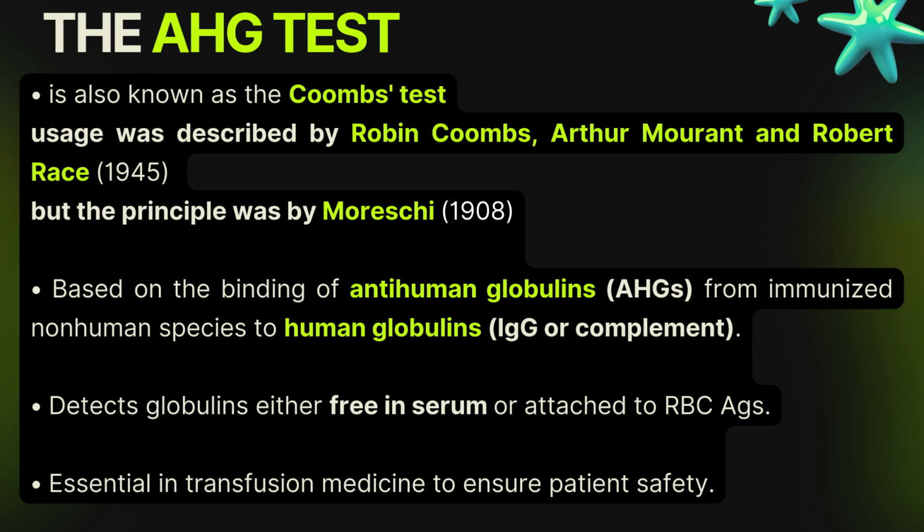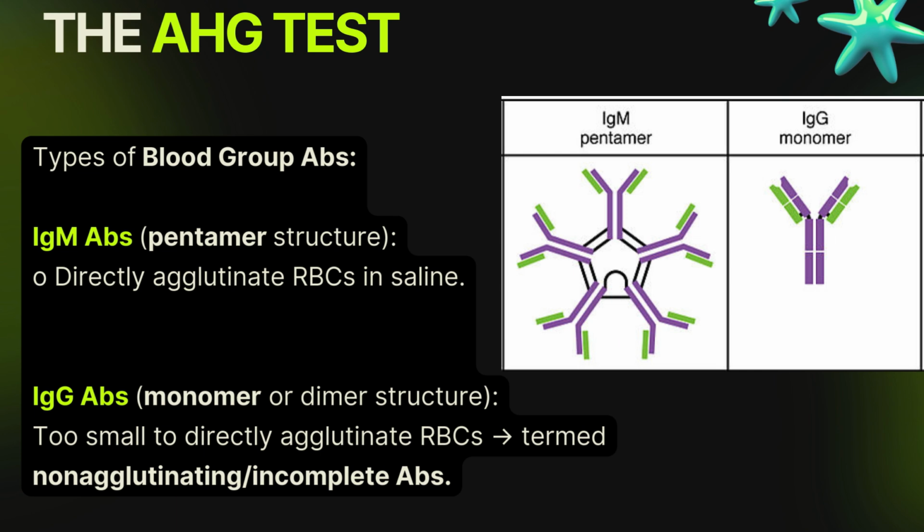One of the most critical applications of the AHG test is its ability to detect globulins. These can either be free-floating in the serum or attached to red blood cell antigen. This detection is crucial because it helps us identify potential issues that could compromise patient safety during blood transfusion. Understanding how the AHG test works not only enhances our knowledge of immunohematology but also underscores the importance of safety in medical procedures.